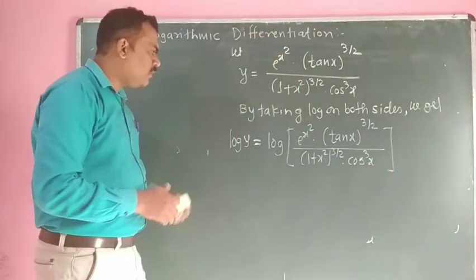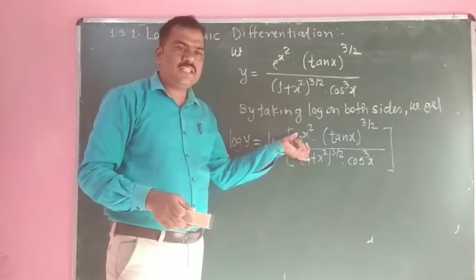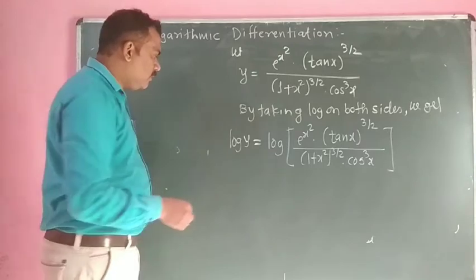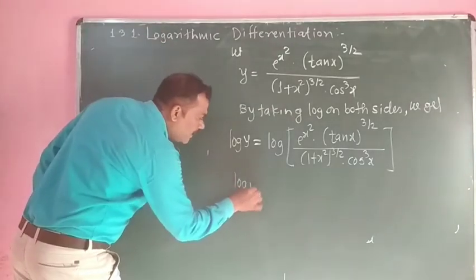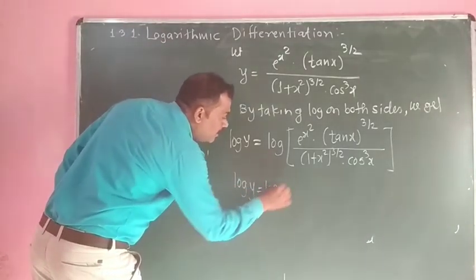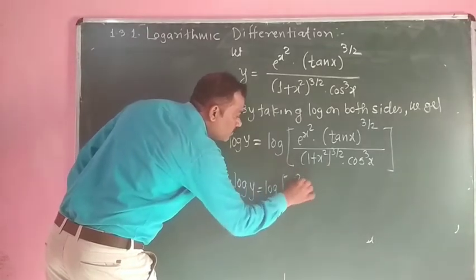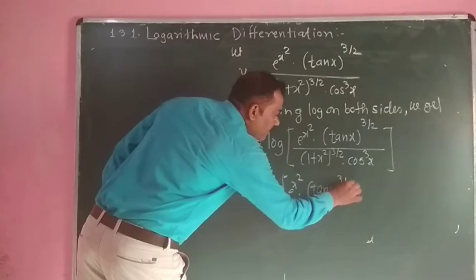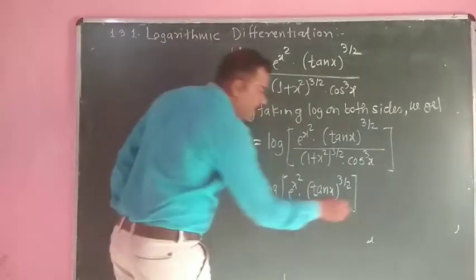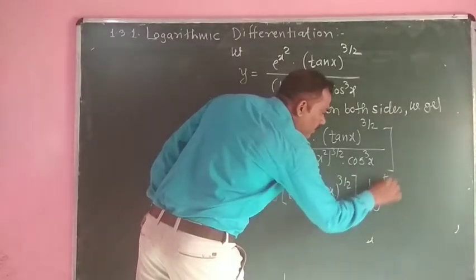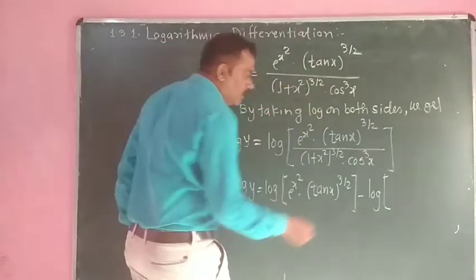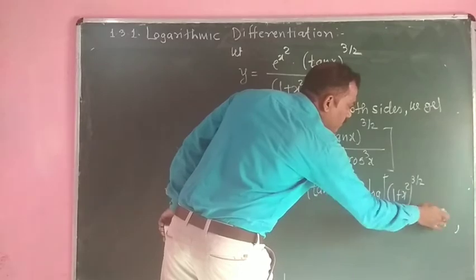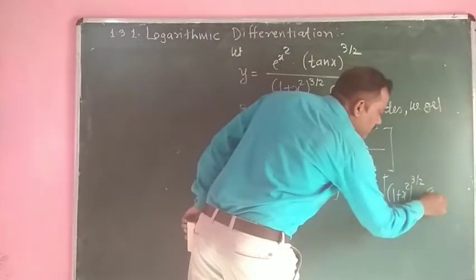Here a quotient is there, so by using the quotient rule of logarithm, we can write log of y is equal to log of the numerator, that is e raised to x square into tan of x raised to 3 by 2, minus log of the denominator. What is the denominator? (1 plus x square) raised to 3 by 2 into cos cube x.